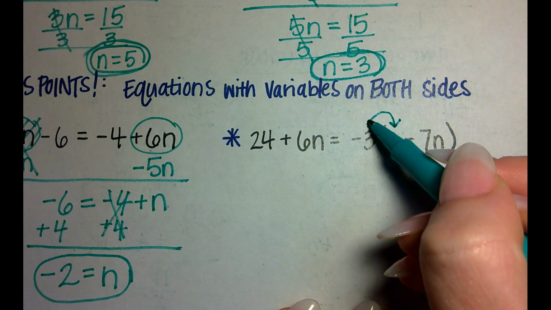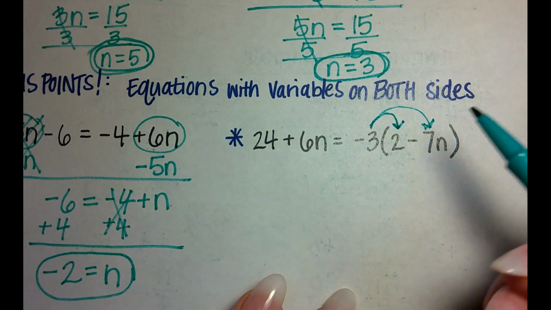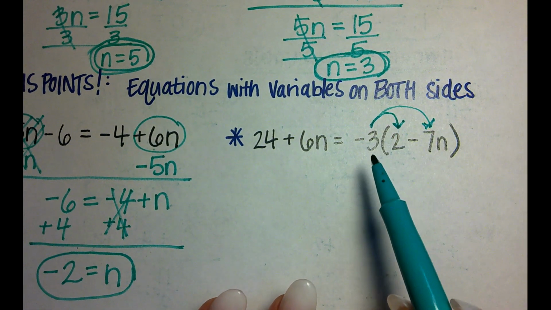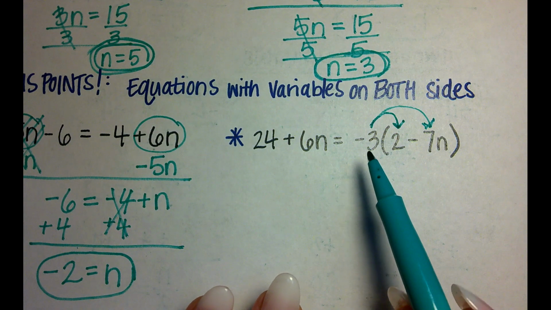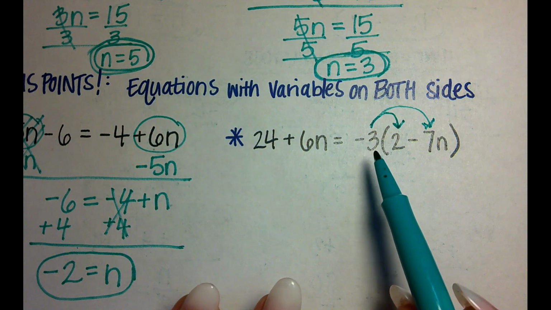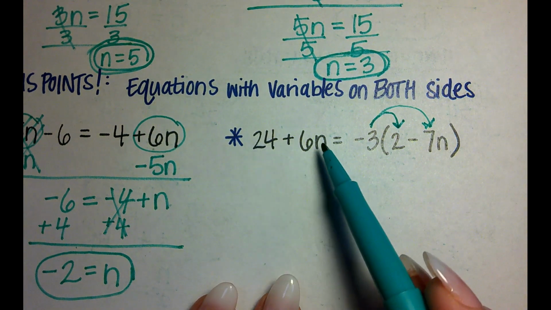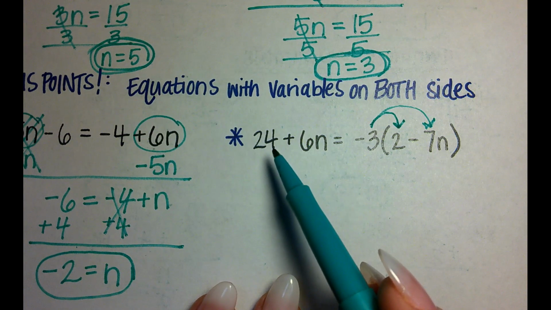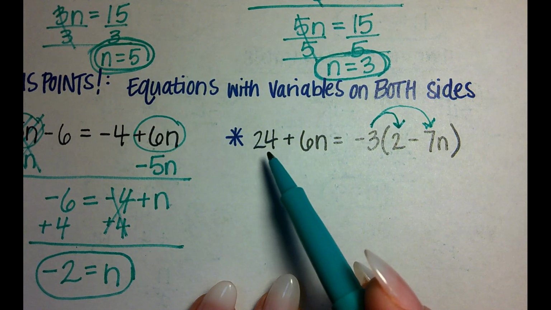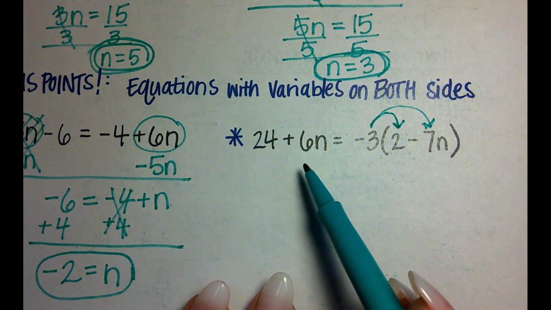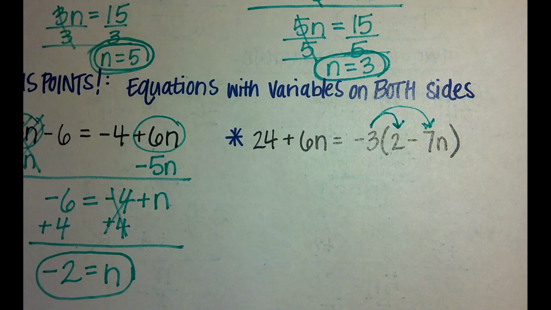Meaning we multiply. Now, this is a special case where we wouldn't want to divide by -3. Well, I guess we could actually. We would just have to do 24 divided by -3 and 6 divided by -3. Two different ways to do it. I'll show that way next.